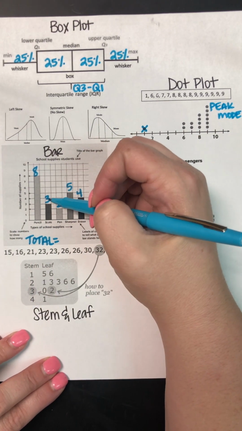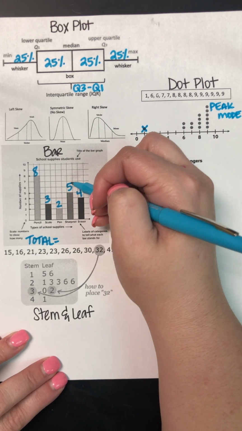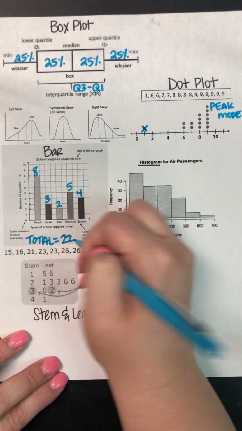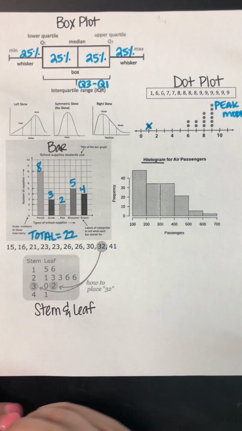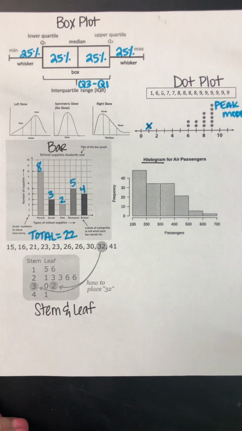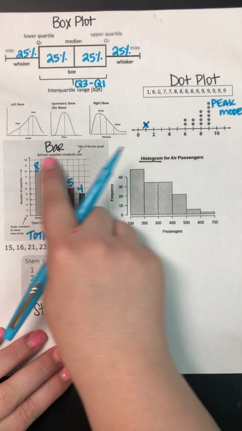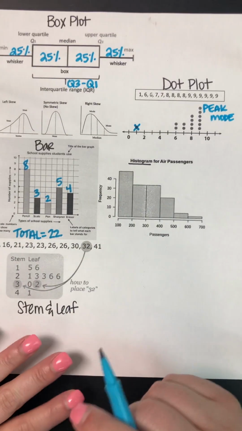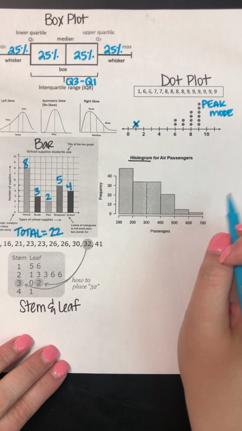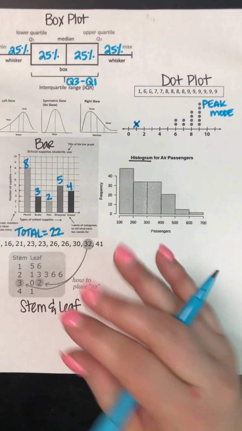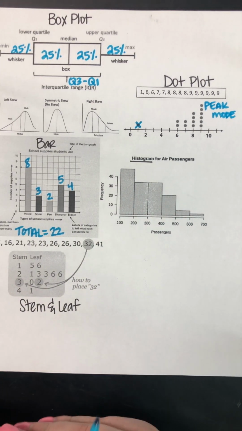So 8 and 3 is 11, 11 and 2 is 13, 13 and 5 is 18, and 18 and 4 is 22. And then I can use that total for questions that they ask me, especially if I need to set up a proportion. I know my total will go on the bottom. Okay, so that's the things that are important on a bar graph. Histogram, same thing. Anytime you see a histogram, you're going to label your bars, and then you would find your total. I'm not going to do that because you can obviously do that on your own. So that's your quick recap of bar graphs and histograms.